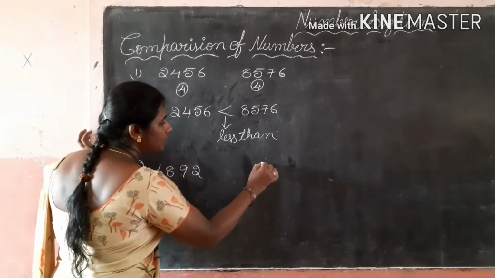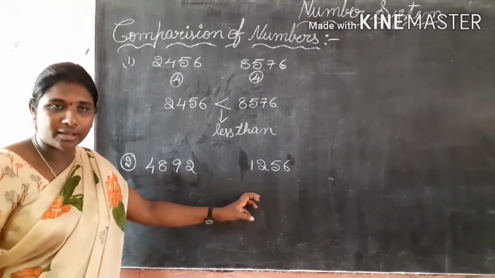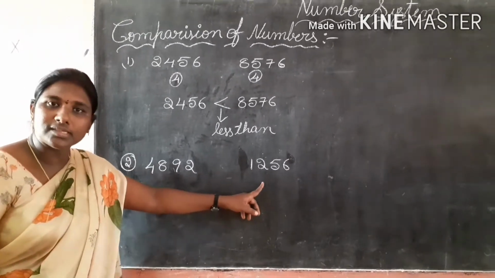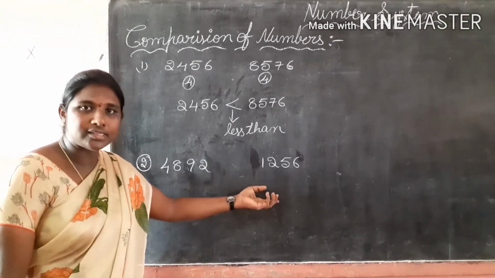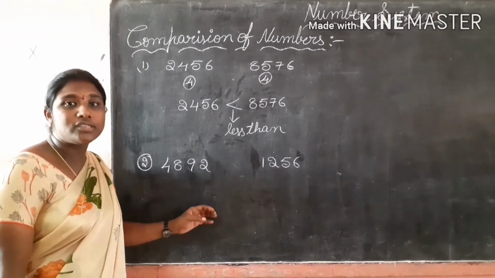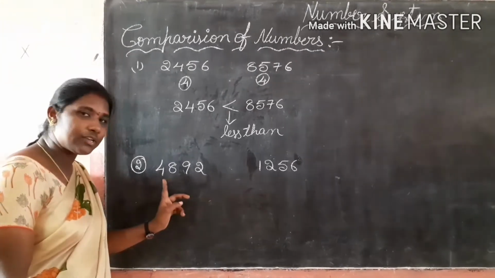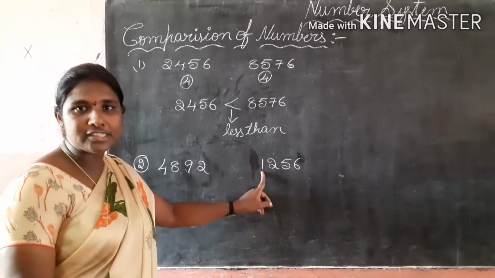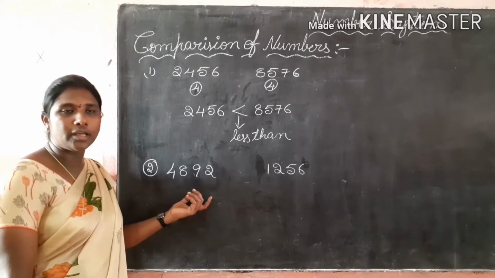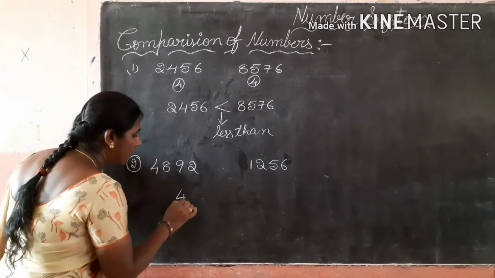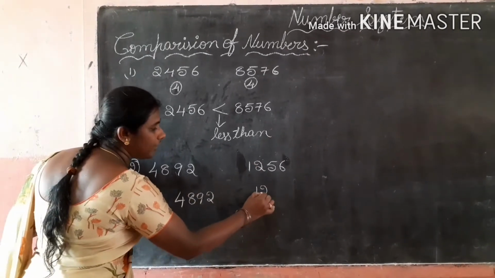Next, one more example: 4892 and 1256. Now in these two, which is the greater number? Here also the two numbers contain the same number of digits. When two numbers contain the same number of digits, what do we do next? We have to check their leftmost places. Here the first number is 4, and here the first number is 1. Which is the bigger number? 4 is the bigger number. So 4892 is greater than 1256.